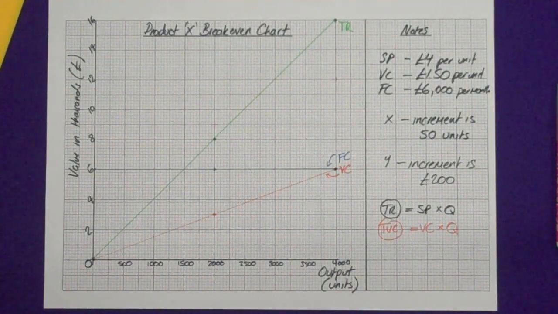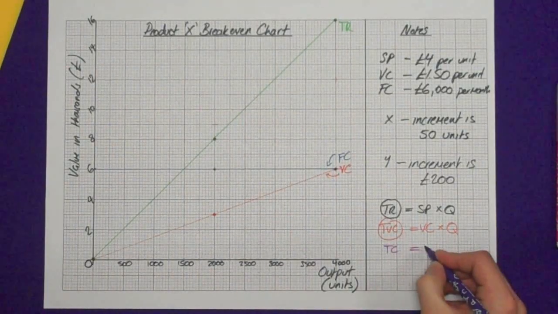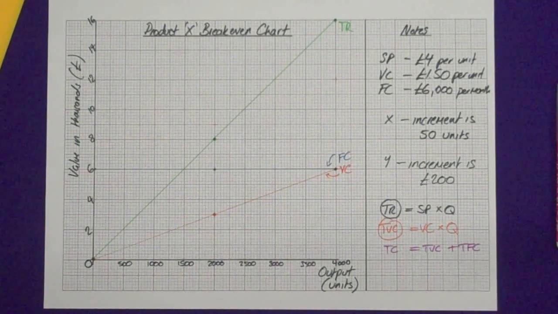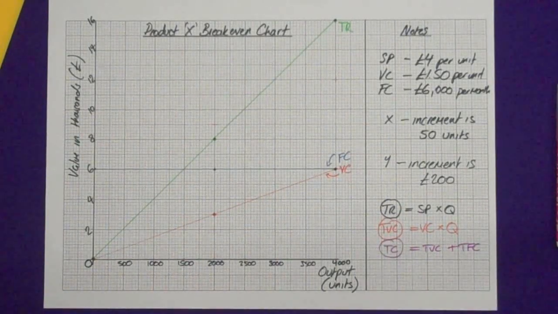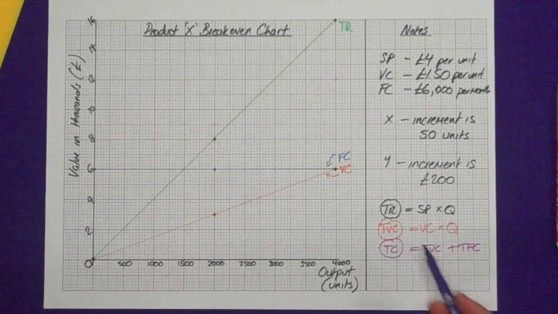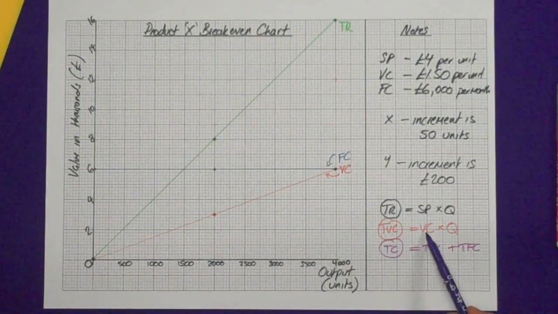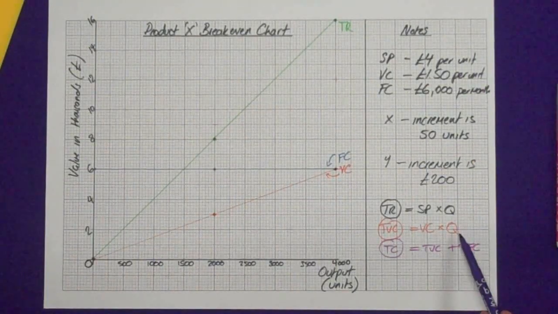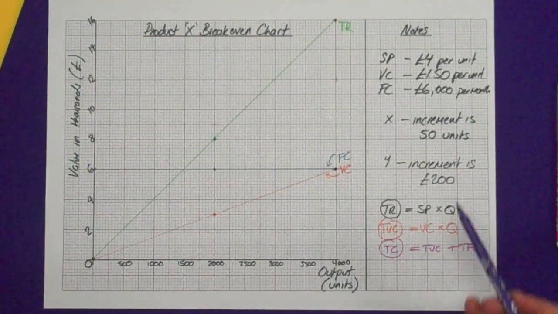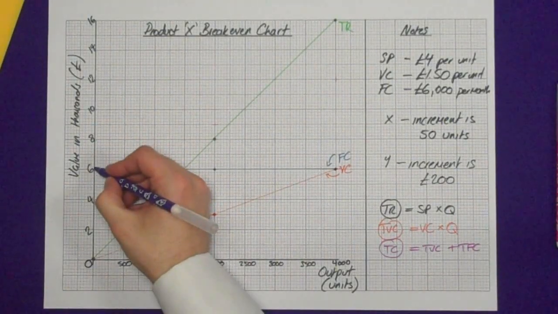So we're going to add our costs together. So as a reminder, total cost is total variable cost plus total fixed cost. So let's have a look at this in action. So at 0 output, our total variable cost, if you remember at output 0, our variable cost is £1.50 times 0 is 0, we start at the origin. Our total fixed cost is always £6,000. So 0 plus 6,000 means we're going to start at 6,000.